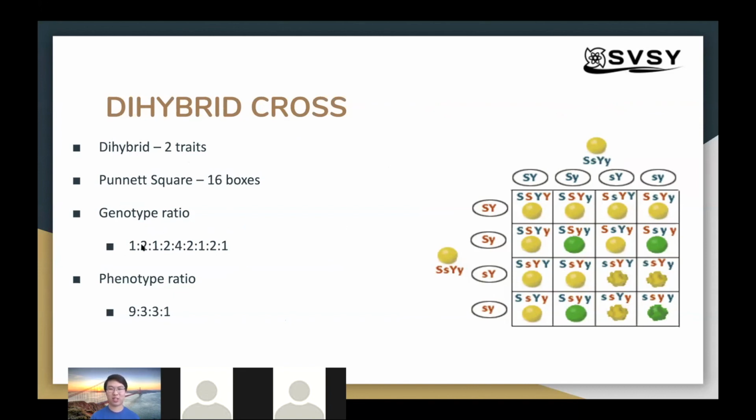Ignore the genotype ratio right now. This is just for fun. You'll notice the genotype ratio is a bit of a tongue twister, 1 to 2 to 1 to 2 to 4 to 2 to 1 to 2 to 1. But the phenotype ratio is what they normally ask about.